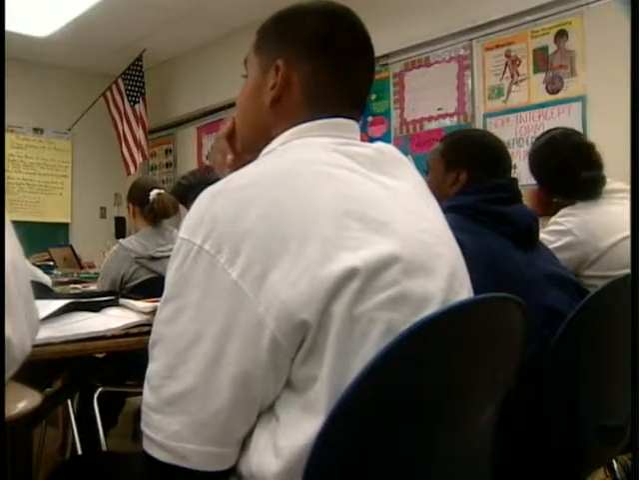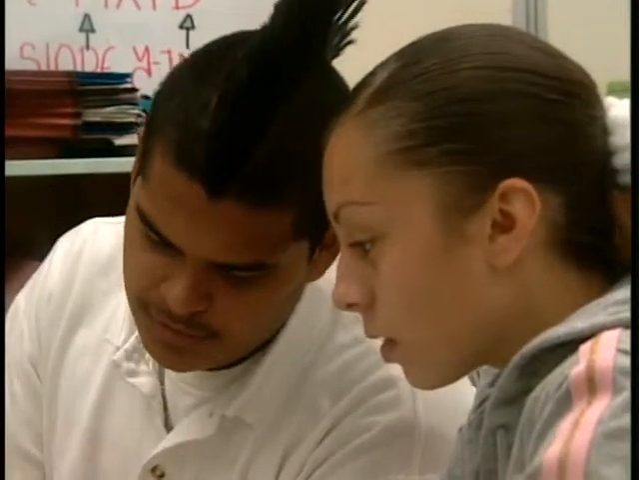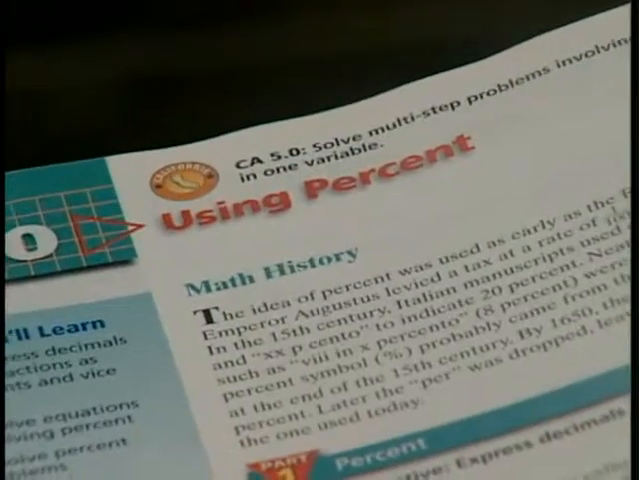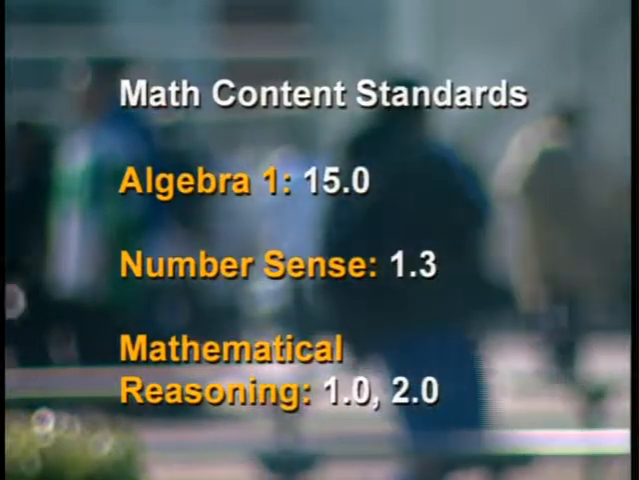So, who is an immigrant among us? This mathematics teacher demonstrates how he embeds culturally relevant and responsive pedagogy as he introduces the topic of immigration in order to discuss ratios, percents, and fractions. The academic content standards addressed in this 8th grade world mathematics lesson include Algebra 1 skills, number sense, and mathematical reasoning.